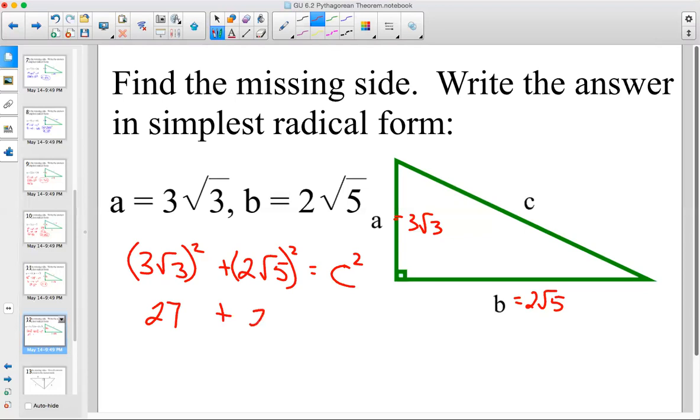4 times 5, we get 20 here. 27 plus 20 is 47. All right, now here is an example. When I take the square root of both sides, I get radical 47.